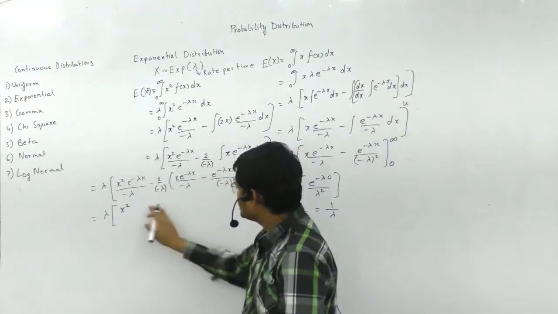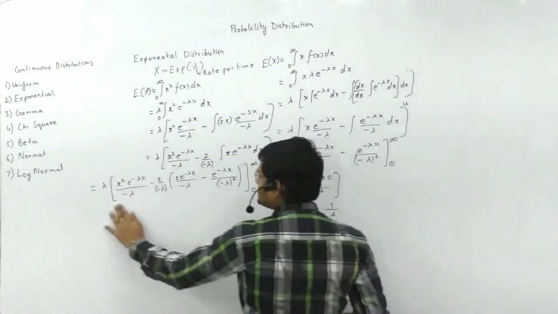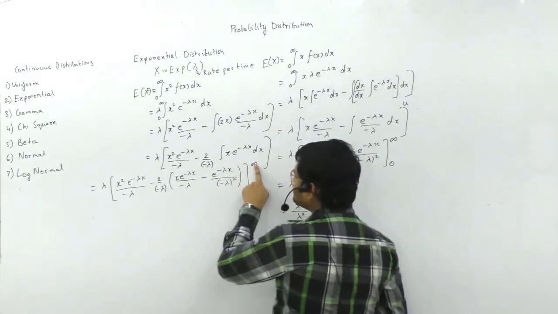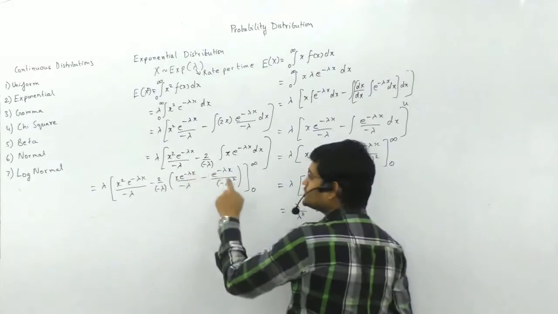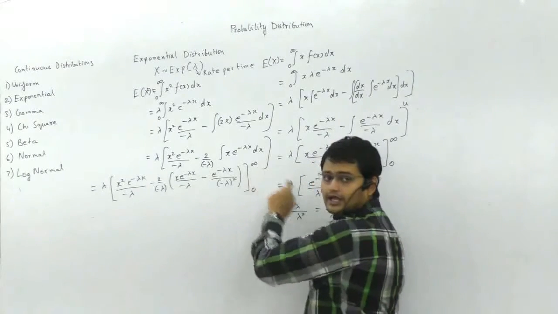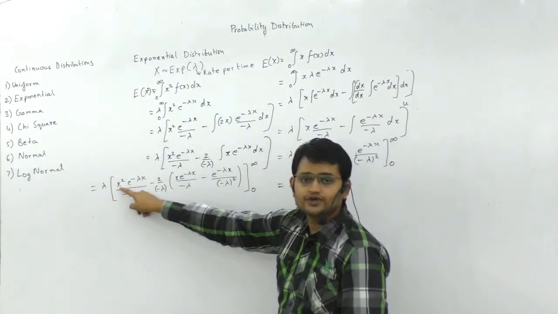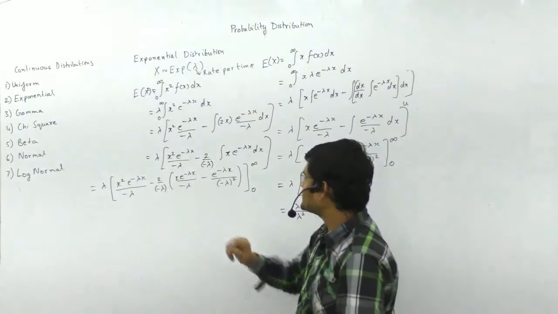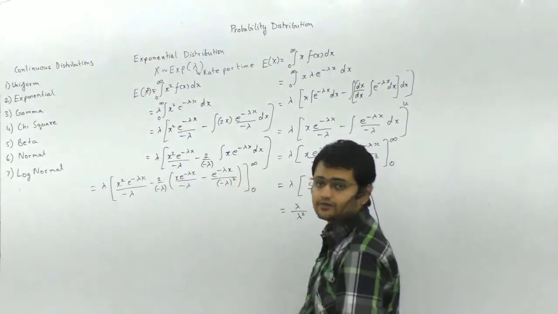Now, let's put our limit 0 to infinity. When we put, let's say first infinity, e raised to minus infinity will be 0, e raised to minus infinity 0, e raised to minus infinity 0. So all of these terms will be 0 when we put infinity as our value of x. Now when we put 0, this particular term is going to be 0 because we have x square multiplied. This particular term is also going to be 0 because we have x multiplied. But this particular term will be e raised to minus lambda 0, that is nothing but 1.